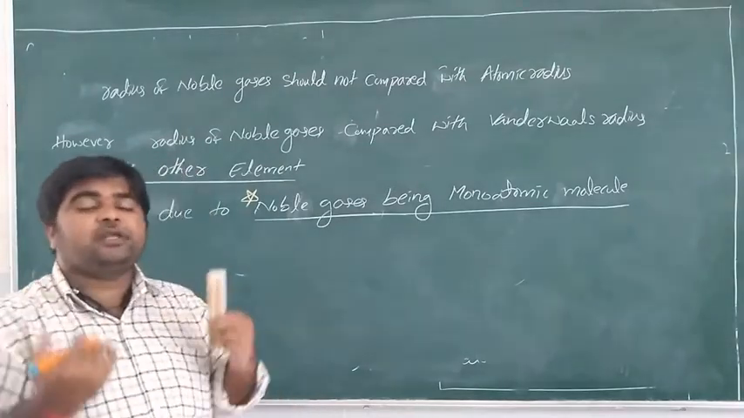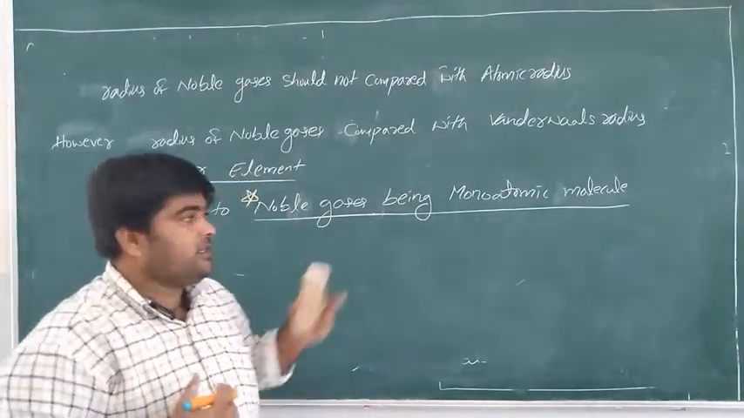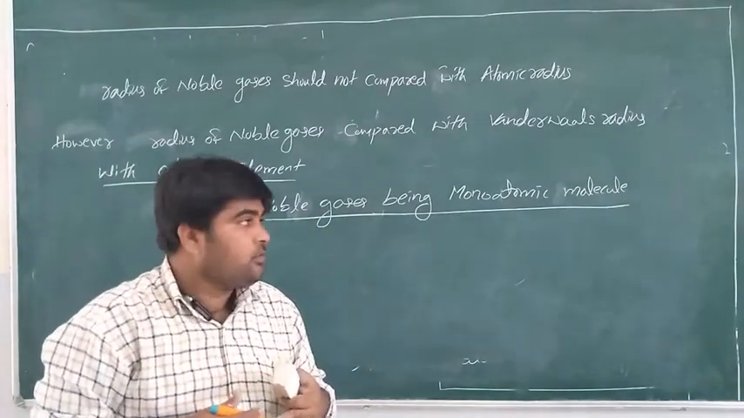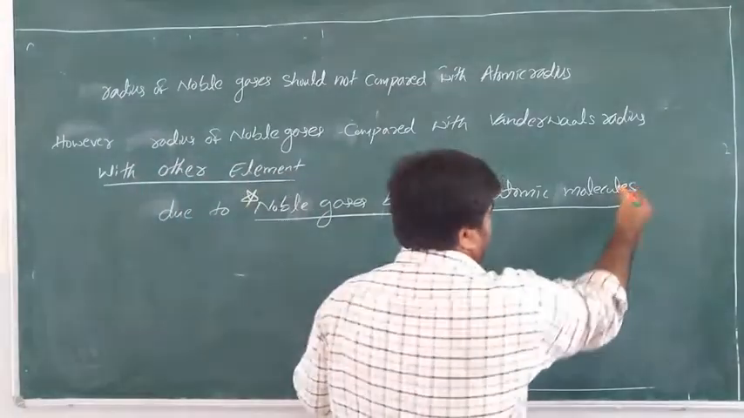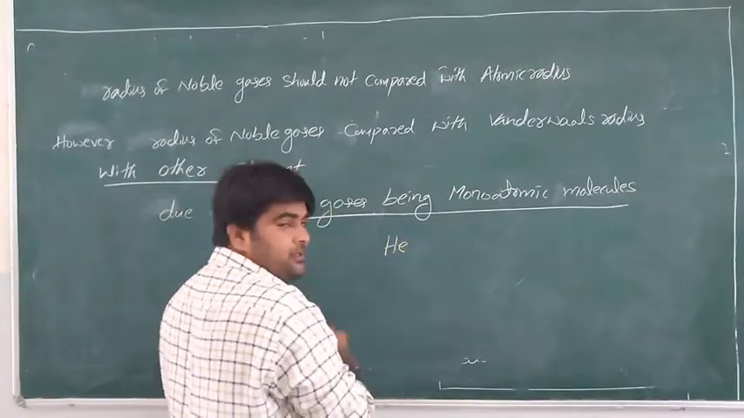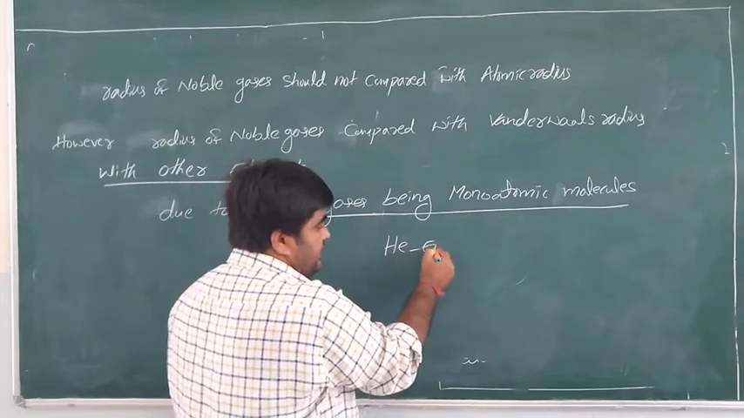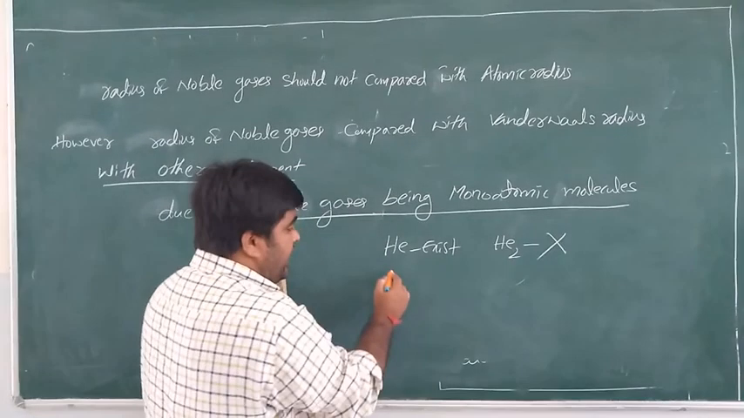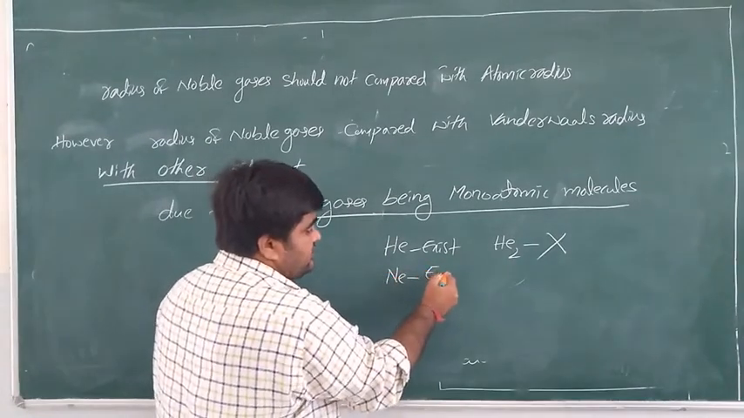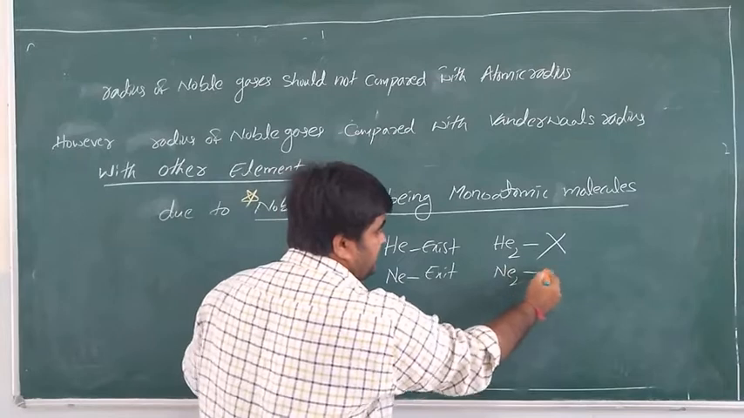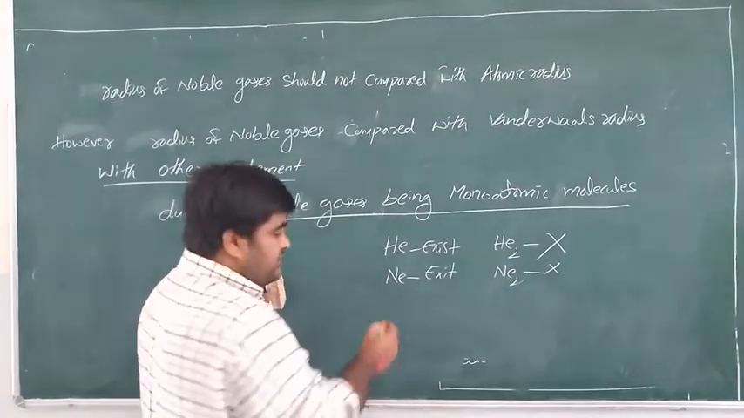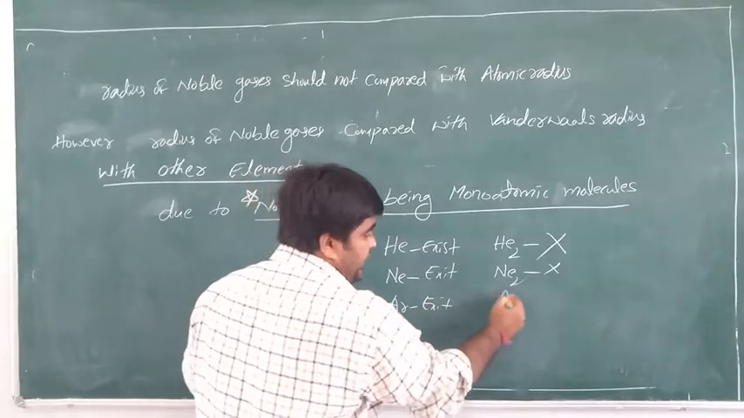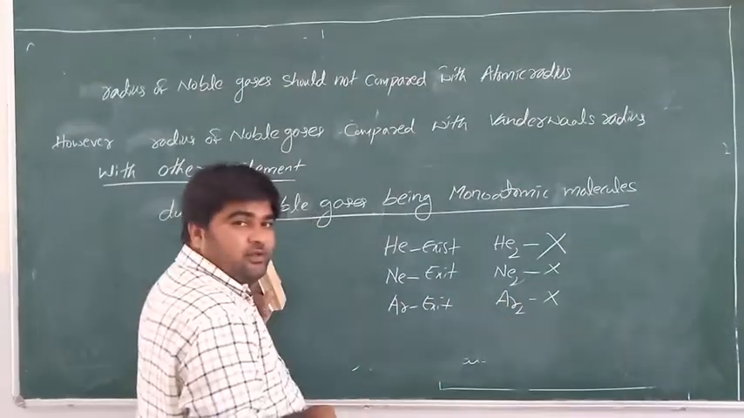Why? Because noble gases are monoatomic molecules. For example, helium exists, but He2 does not exist. Neon exists, but Ne2 does not exist. Did you see there? Check your textbook also. Argon exists only in its elemental state. Ar2 does not exist. That's why.